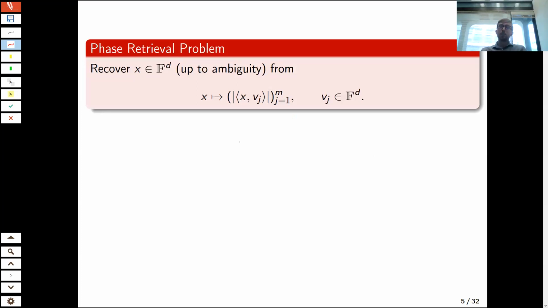First of all, here's the math formulation of the regular non-quantized phase retrieval problem. We want to recover our signal X in a finite dimensional Hilbert space, up to some ambiguity, which I'll talk about. We model it this way: we take inner products with some collection of vectors, and then we take the modulus. So, in fact, we're losing the phase of each one of these linear functions.